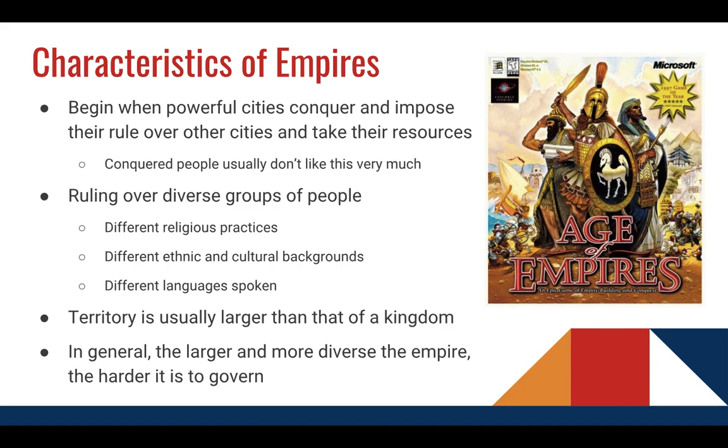But an empire tends to also rule over a diverse group of people. So you have people of different religious practices, perhaps worshiping different gods, different ethnic and cultural backgrounds, perhaps many different languages being spoken within this one state. And in general, the territory of empires are usually larger than that of kingdoms, which is why they can become so diverse. Generally, the larger and more diverse the empire, the harder it is to govern.